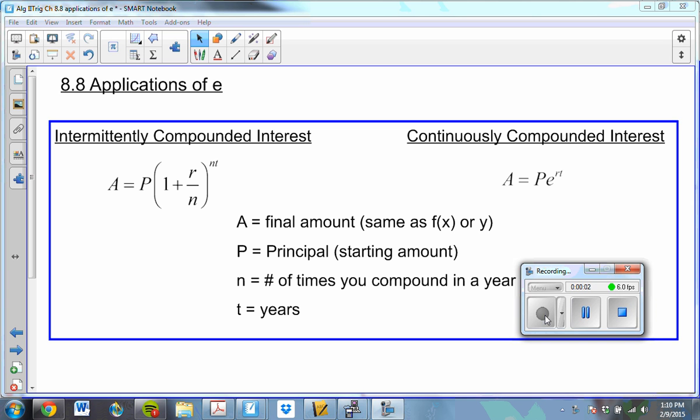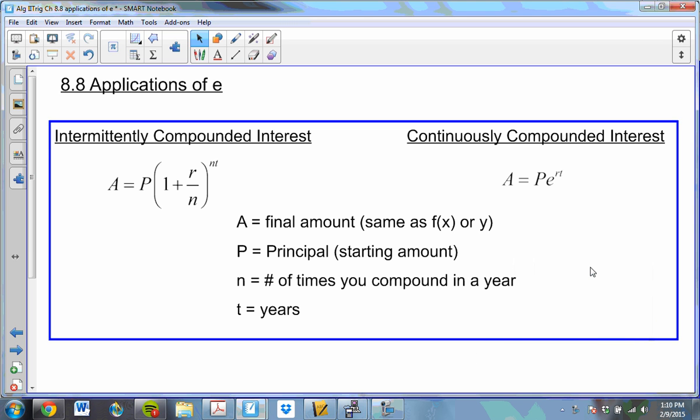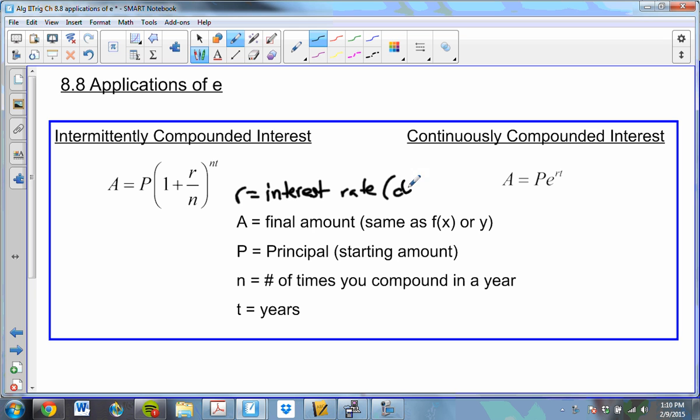This is Chapter 8, Section 8, our last section in this nice long chapter. And we talked about compound interest, where it has a formula A equals P times (1 plus r over n) to the nt, where A, P, n, and t all stand for things. I forgot to mention that r is your interest rate. Always write that as a decimal. People tend to forget that.